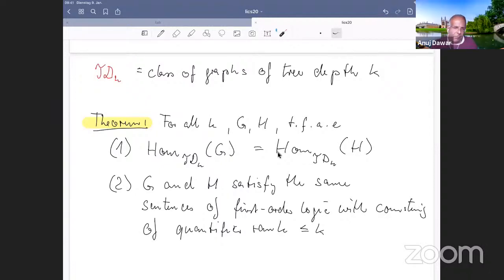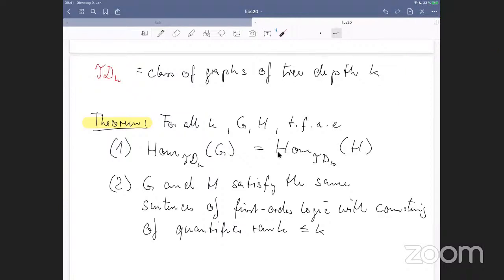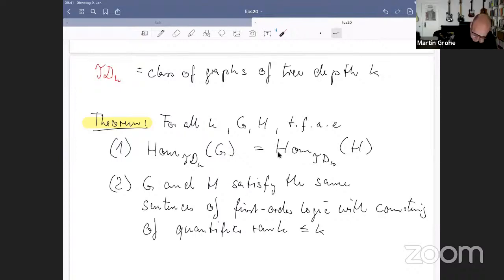Hi, Martin. So this is Yujia. Can you say anything about the exact complexity of this homomorphism indistinguishability concern with respect to bounded tree depth? Okay, so the question is, can I say how difficult it is to decide if two graphs satisfy this? And I think it can be done in polynomial time.